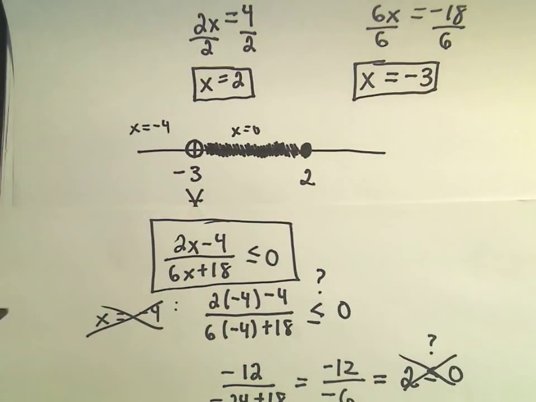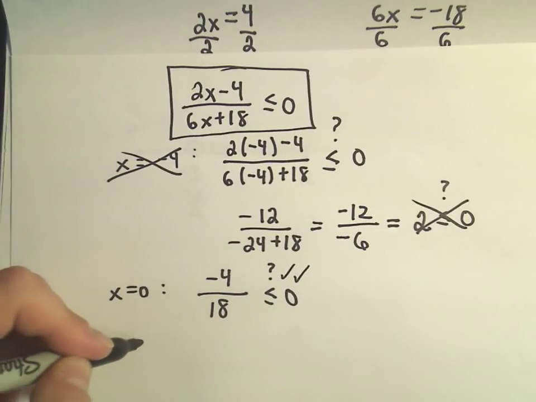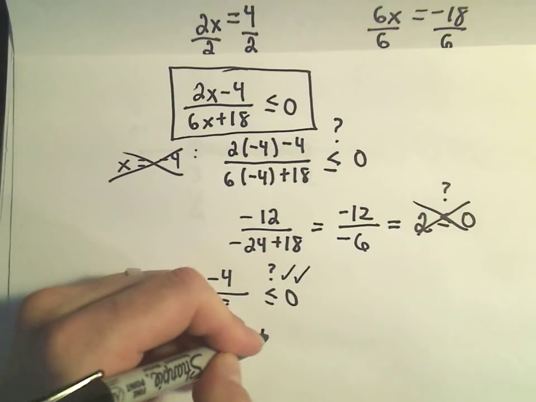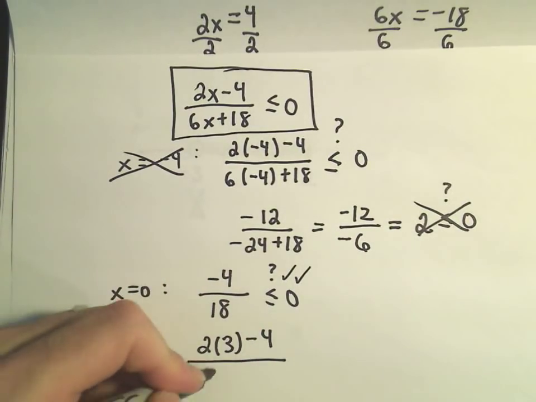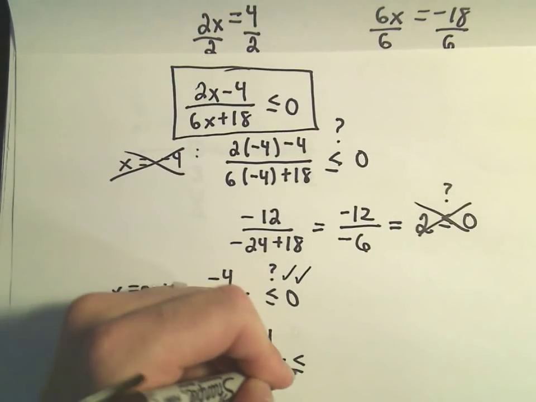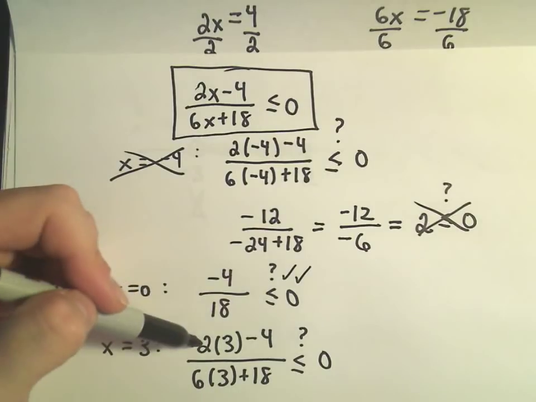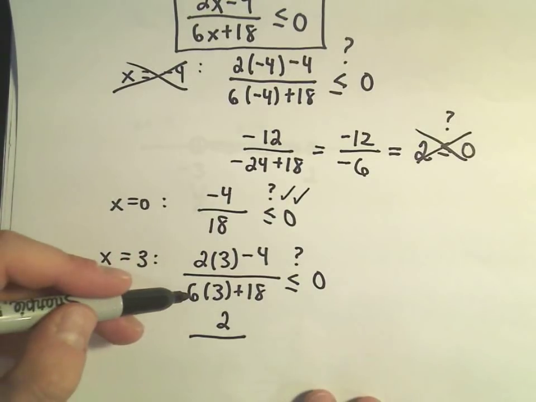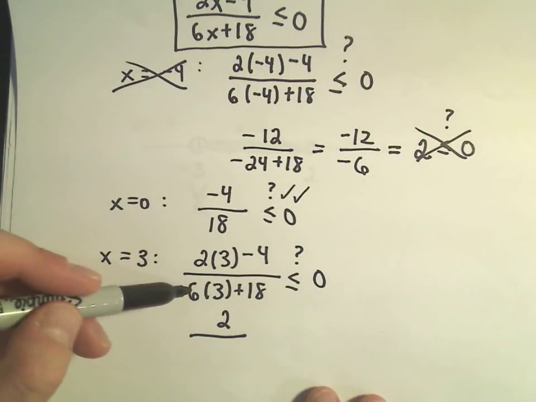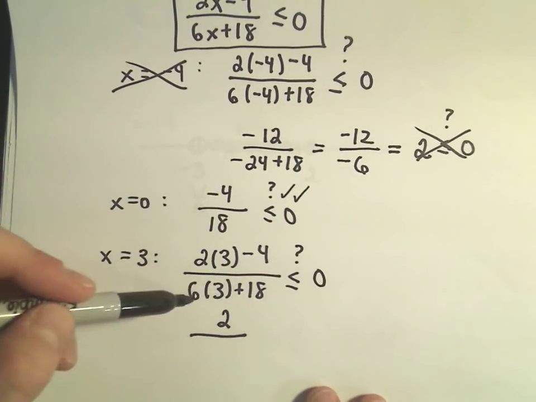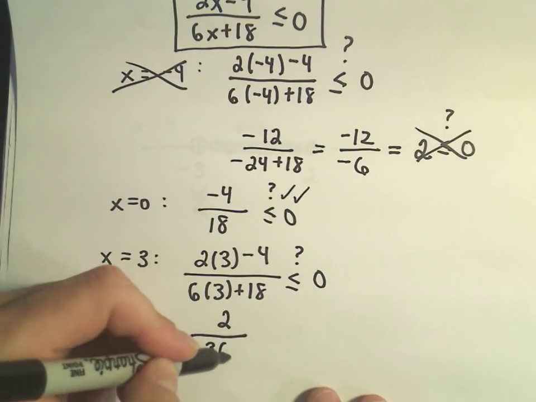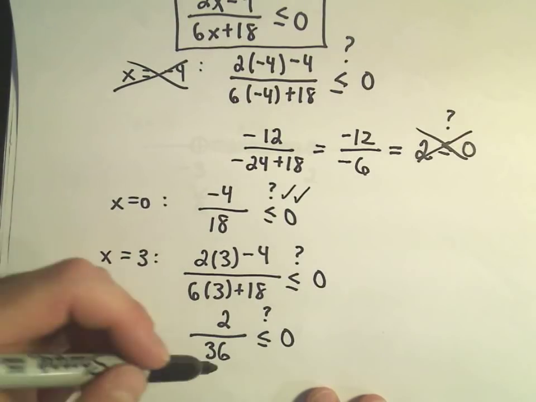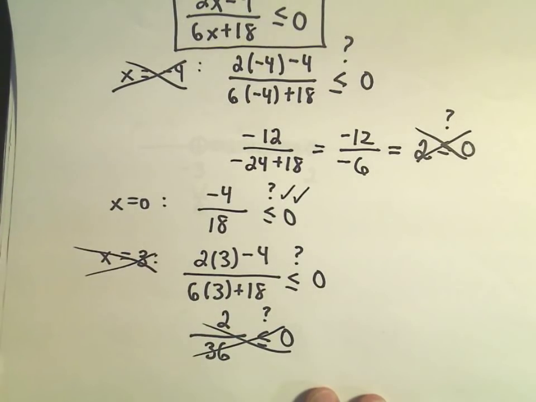Now we can test any number bigger than 2. Maybe I'll test x equals 3. If I plug that into my inequality, we'll get 2 times 3 minus 4 over 6 times 3 plus 18. Again, is that less than or equal to 0? In the numerator, 2 times 3 is 6, and 6 minus 4 is 2. In the denominator, I almost don't even do the arithmetic, since it's clearly going to be something positive, but 6 times 3 is 18, plus 18 is 36. Is that less than or equal to 0? The left side is positive, and a positive number is never less than or equal to 0, so 3 didn't work.